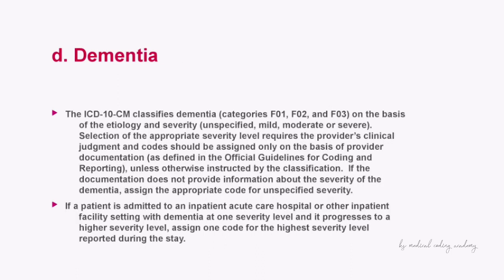D. Dementia. The ICD-10-CM classifies dementia, categories F01, F02, and F03, on the basis of the etiology and severity: unspecified, mild, moderate or severe. Selection of the appropriate severity level requires the provider's clinical judgment, and codes should be assigned only on the basis of provider documentation, as defined in the official guidelines for coding and reporting, unless otherwise instructed by the classification. If the documentation does not provide information about the severity of the dementia, assign the appropriate code for unspecified severity.